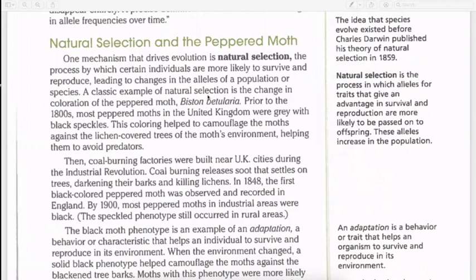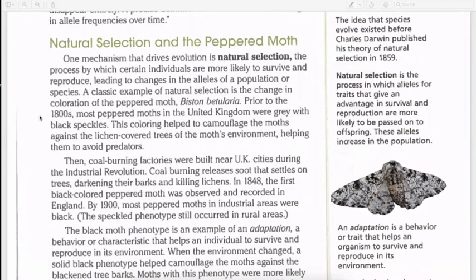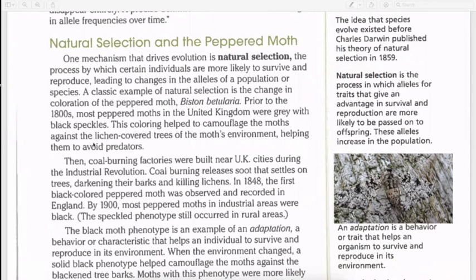A classic example of natural selection is the change in coloration of the peppered moth, Biston betularia. I'm sure I mispronounced that. Prior to the 1800s, most peppered moths in the United Kingdom were gray with black speckles. This coloring helped to camouflage the moths against the lichen-covered trees of the moth's environment, helping to avoid predators. Lichen is a kind of fungusy moss stuff, right? It grows on trees. So they were lichen colored. They blended in.